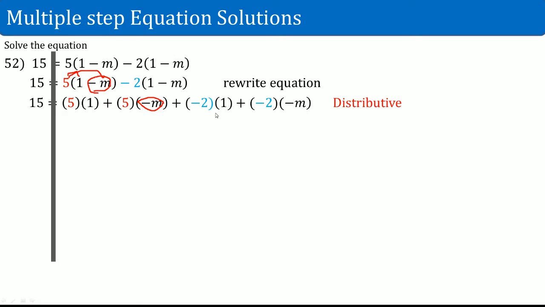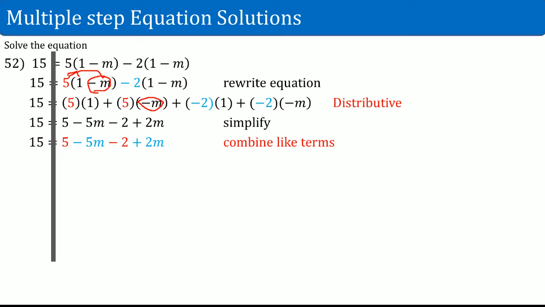Negative 2 times 1 is negative 2. Negative 2 times negative m should be a positive 2m. Correct. Combine like terms. What is in red are like terms. 5 minus 2 are like terms, and negative 5m plus 2m are like terms. Combine them, and you should get 15 equals 3 minus 3m.